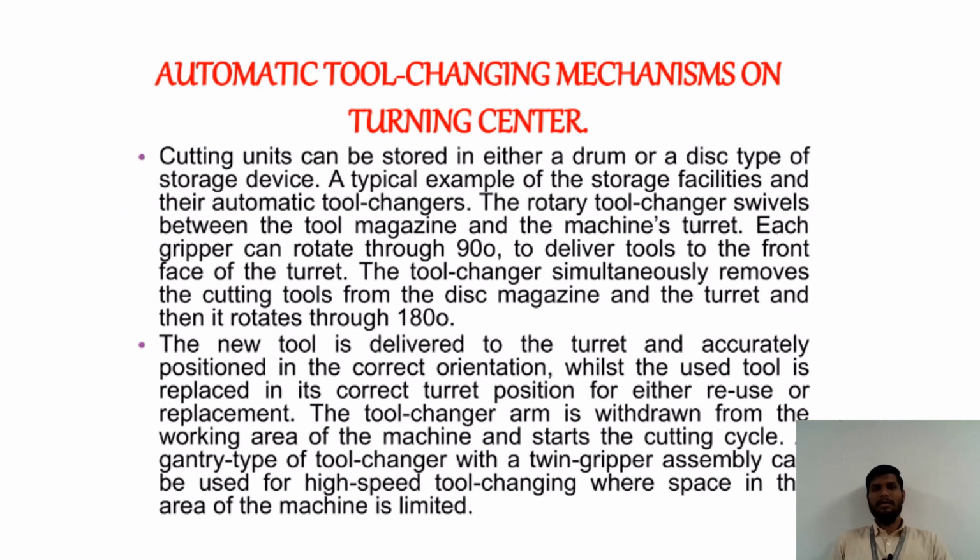Cutting units can be stored in either a drum or disk type of storage device. A typical example of the storage facility and their automatic tool changers. The rotary tool changers pivot between the tool magazine and the machine's turret. Each gripper can rotate through 90 degrees to deliver tools to the front face of the turret. The tool changer simultaneously removes the cutting tool from the disc magazine and the turret, then it rotates through 180 degrees. The new tool is delivered to the turret and accurately positioned in the correct orientation, whilst the used tool is replaced in its correct turret position.